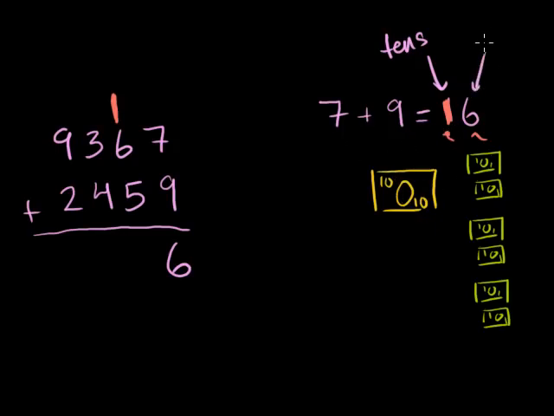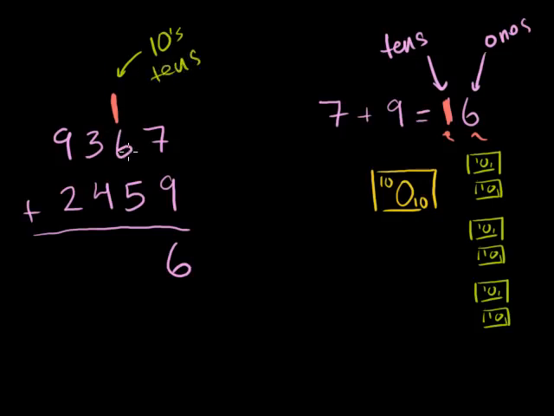And this is the ones. So when I write it this way, I'm literally telling you I have one $10 bill and I have 6 $1 bills. That's what $16 is. And so when I have 7 plus 9 is equal to 16, I say that I have 6 $1 bills and I have one $10 bill. And I add that one $10 bill to everything else in the tens place. And the tens place is essentially telling you how many tens.